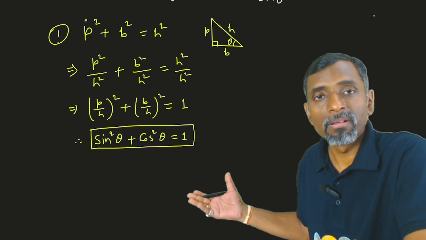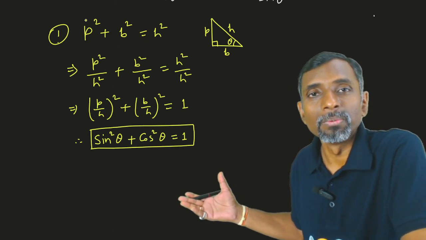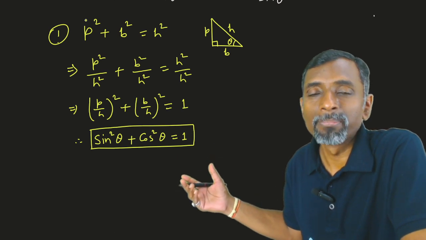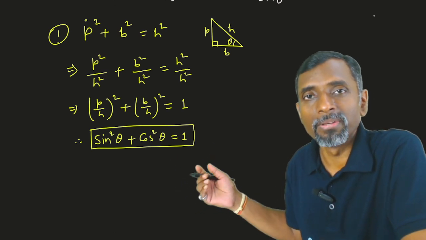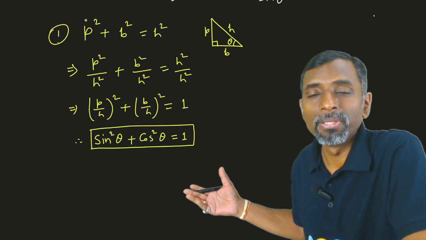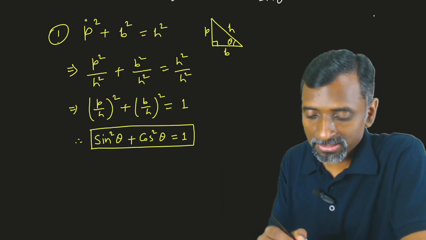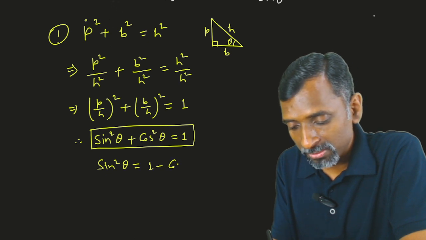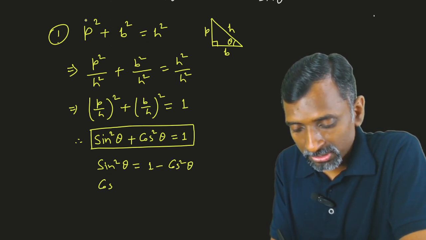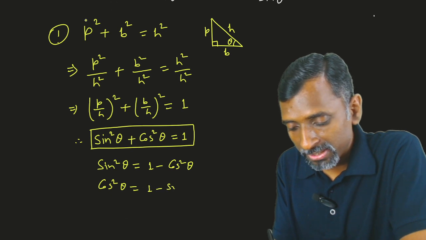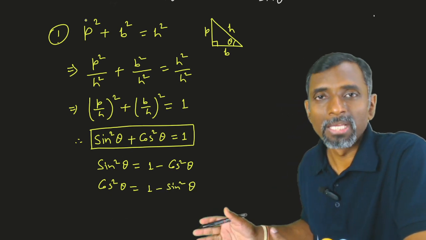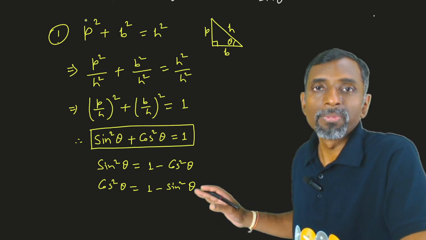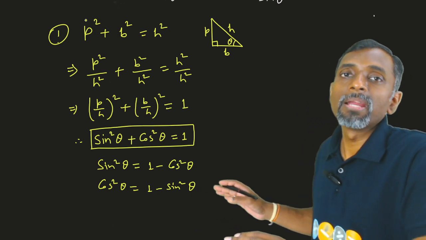So this is another relation between trigonometric ratios. The first relation we already mentioned was the reciprocal. The second, by the Pythagoras theorem, we made one identity, and this identity can also be expressed in different manners, like we can also say sin square theta is equal to 1 minus cos square theta. We can say cos square theta is equal to 1 minus sin square theta. The identity is the same, we can express it in different formats.